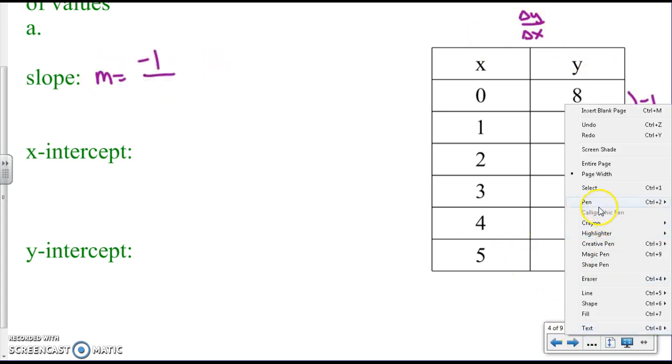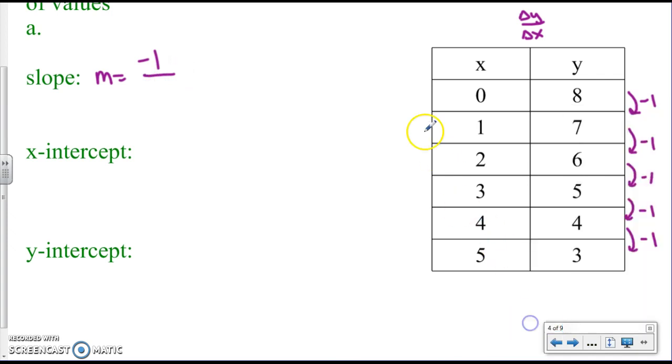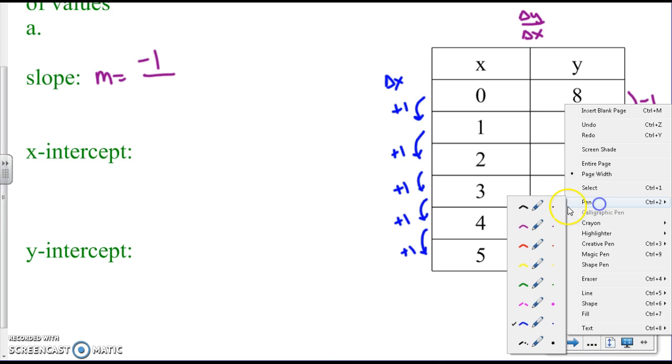We're going to do the same thing for our x values here. So from 0 to 1, I add 1. From 1 to 2, I add 1. 2 to 3, 3 to 4, and 4 to 5. I add 1 for each of those. So 0 plus 1 is 1, 1 plus 1 is 2, 2 plus 1 is 3, 3 plus 1 is 4, 4 plus 1 is 5. So that gave us our change in x. The other side gave us our change in y.